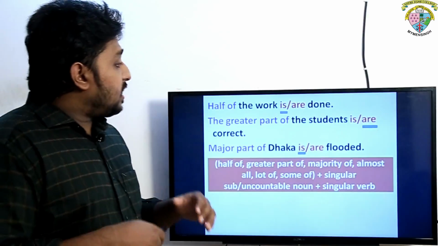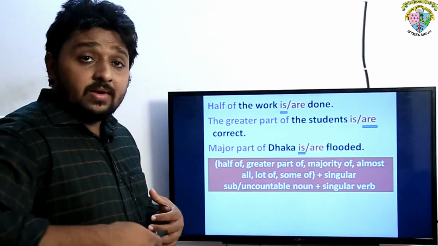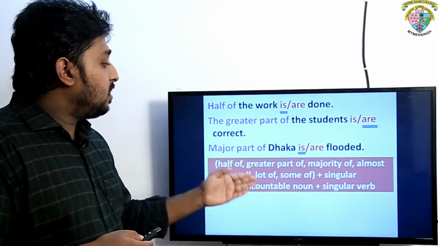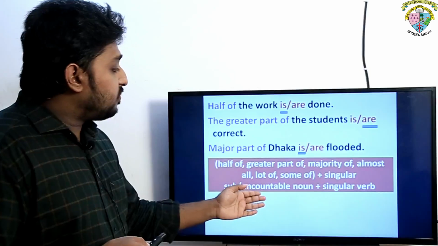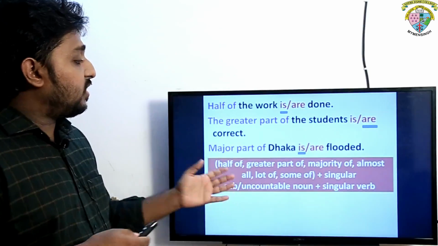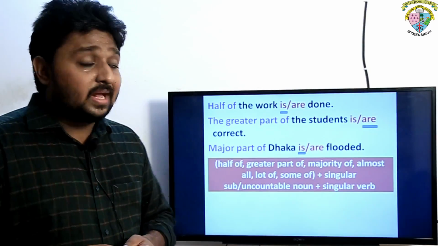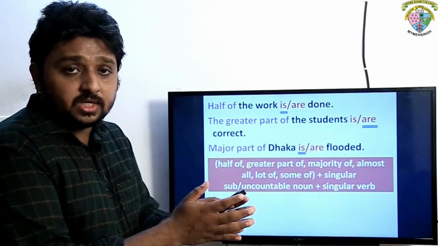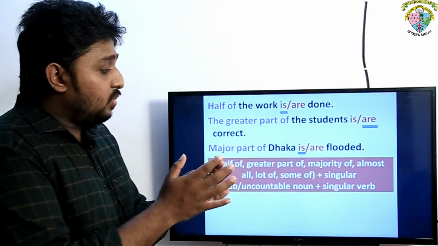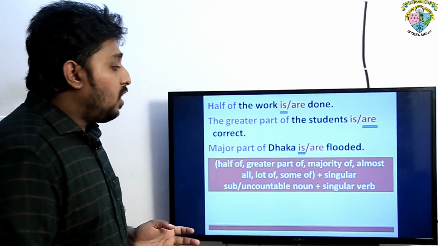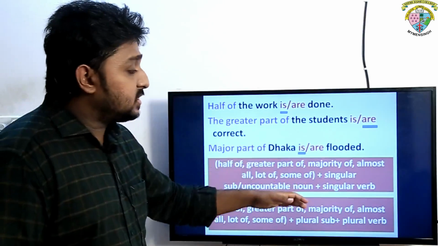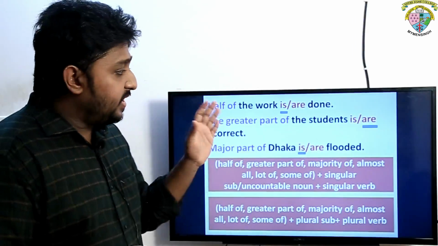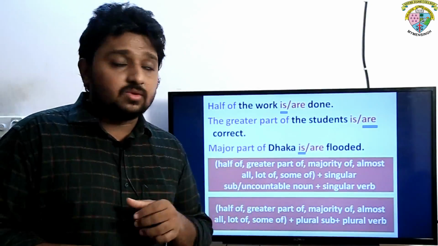So there are some more expressions we can get. So write down the note: half of, greater part of, majority of, almost all, lot of, some of, plus singular subject or uncountable noun plus singular verb. That means after these expressions, if you have a singular subject or uncountable noun, you have to use a singular verb. Or if you have a plural subject after this, you have to take a plural verb. It's very easy. Just try to note this down.